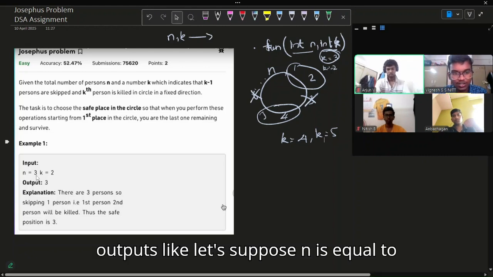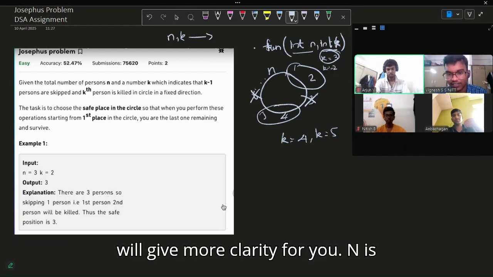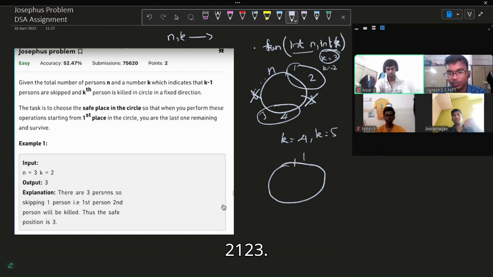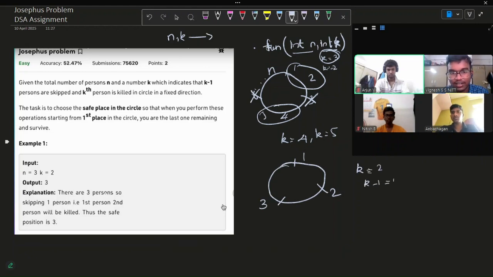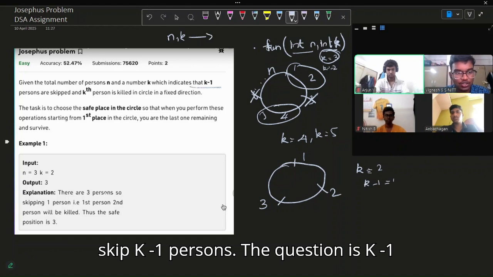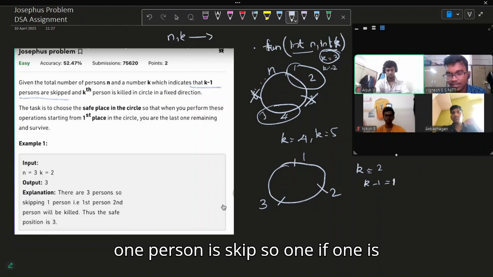Let's suppose n is equal to 3 and k is equal to 2. We will solve this input as such, and it will give more clarity. N is equal to 3 and k is equal to 2: 1, 2, 3. K is equal to 2 means k minus 1 is equal to 1. I said in the question that k minus 1 persons are skipped. So k minus 1 is 1, so 1 person is skipped.